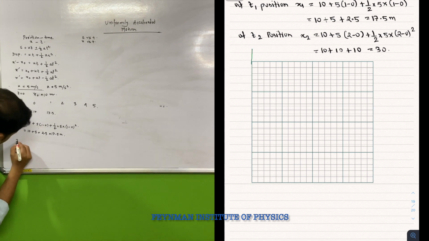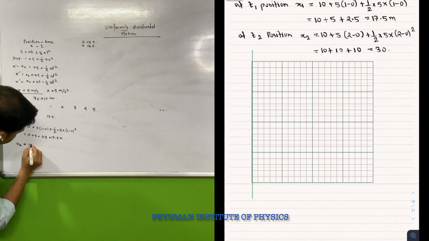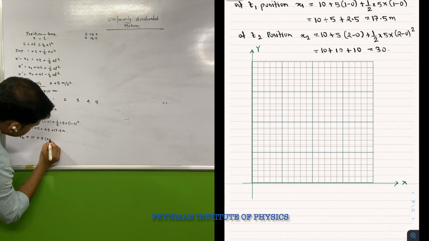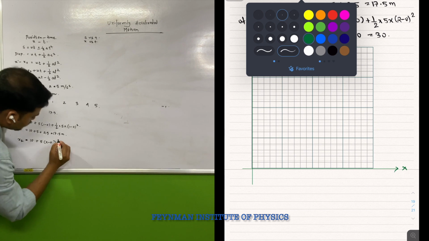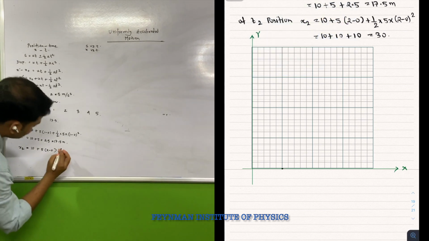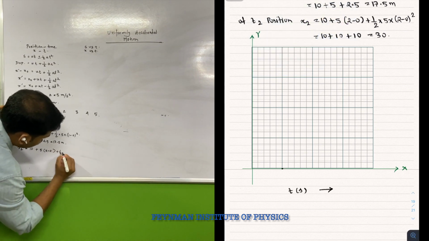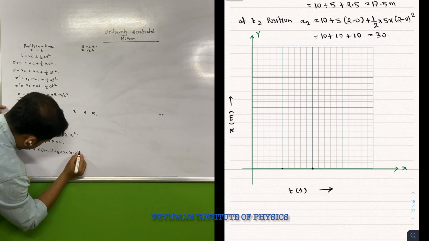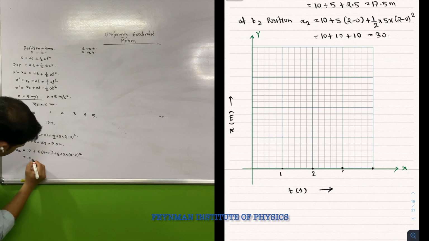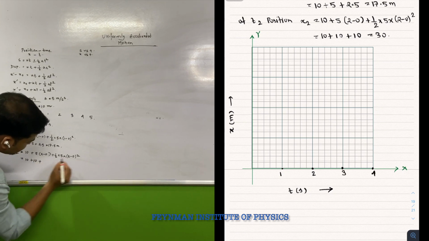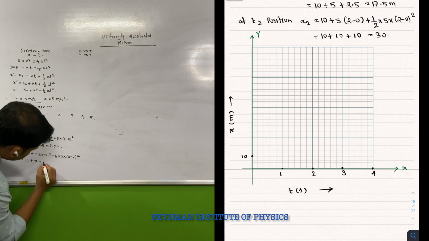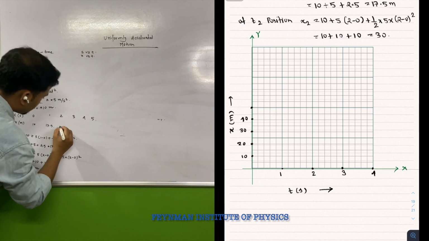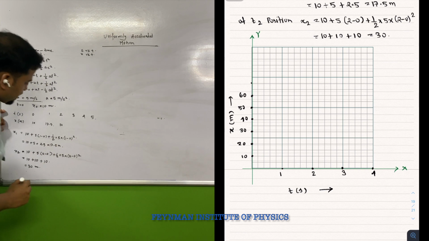In this way you can also calculate x2. So x2 will be 10 plus 5, because the initial velocity is 5. This time you have to use 2 minus 0, because the time interval is from 0 to 2. So half into 5 into 2 minus 0 whole square. So you will get 10 plus 10 plus 10, that is 30 meters. So this time the particle is 30 meters away from the origin.